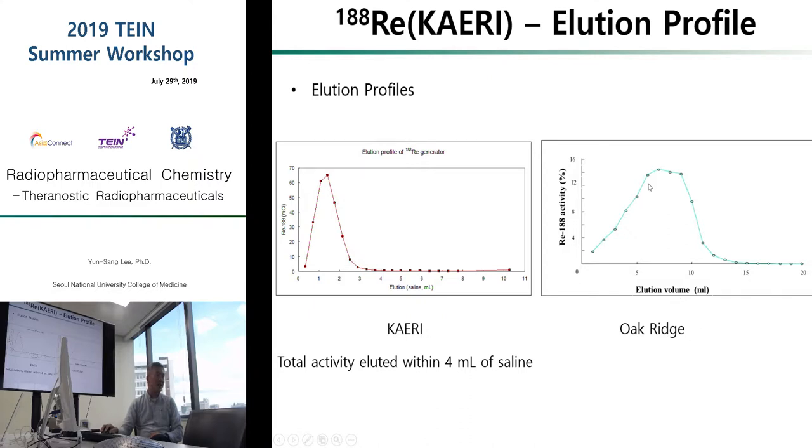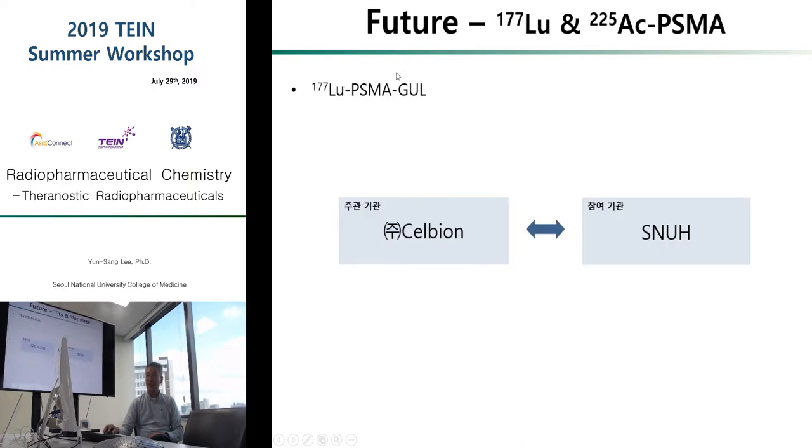Earlier, with the Oak Ridge generator, we had to concentrate the rhenium 188 itself. But in the case of the Kairi product, it has a very short elution profile, so we can get almost 95% of the rhenium nuclide in a volume of 3 ml. So that is good for labeling chemistry. And as I mentioned, lutetium can be developed by Celbion, so SMH can support the development of a PSMA agent.